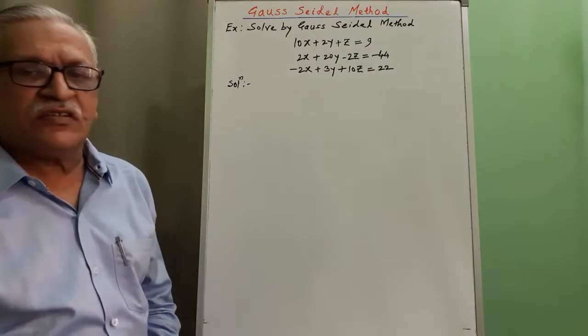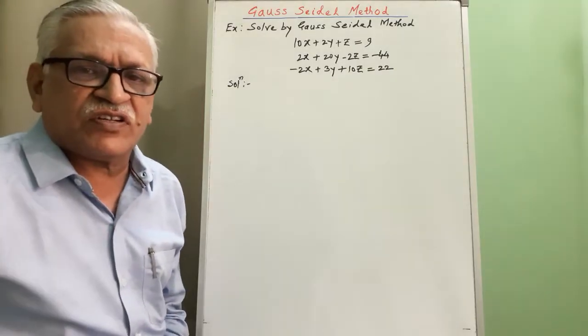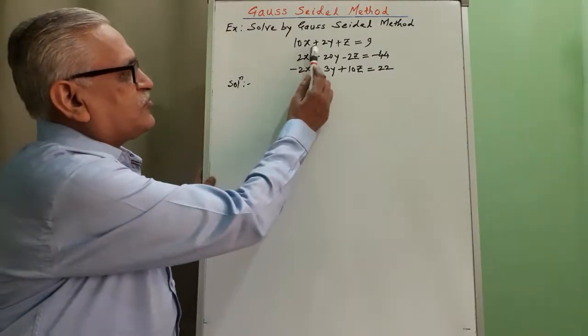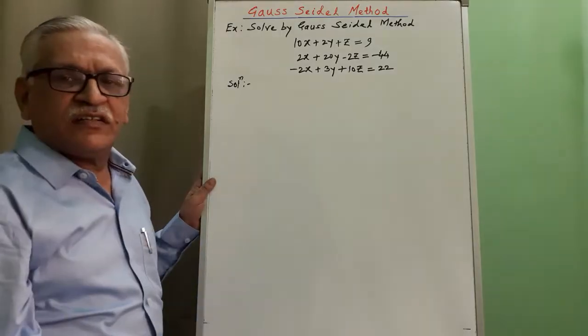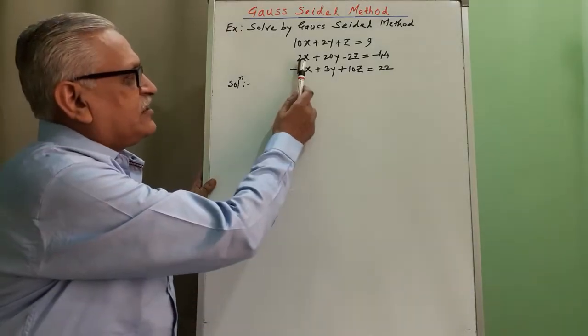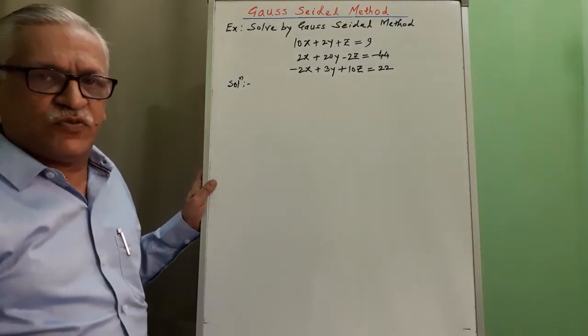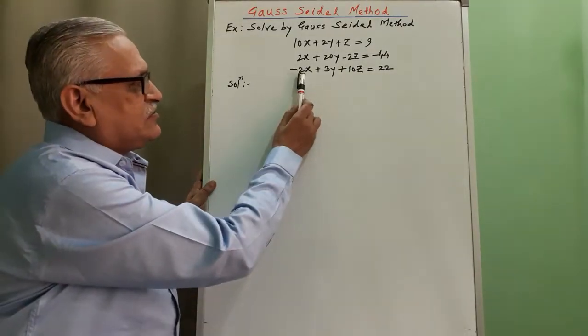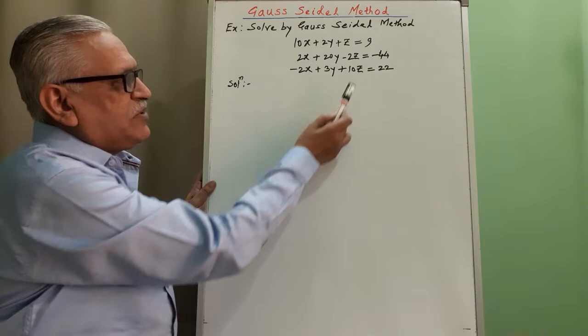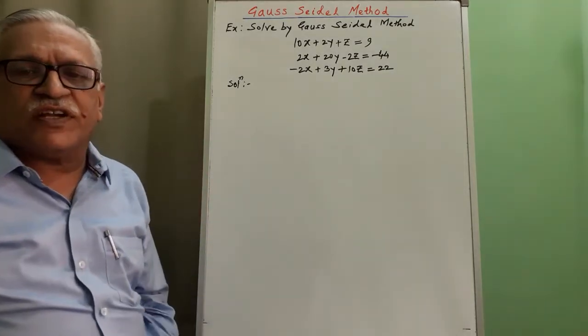Let us solve the following questions by Gauss Seidel method. 10x plus 2y plus z equals 9, first equation. Second, 2x plus 20y minus 2z equals minus 44. And the third one, minus 2x plus 3y plus 10z equals 22.